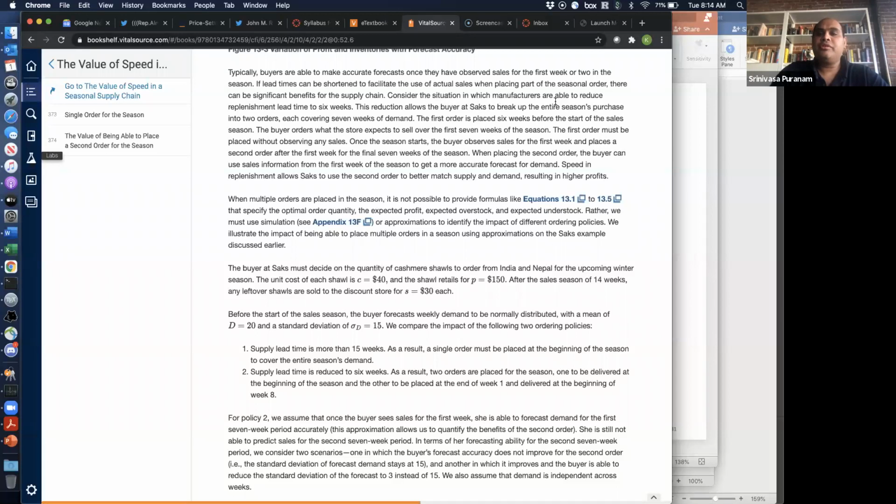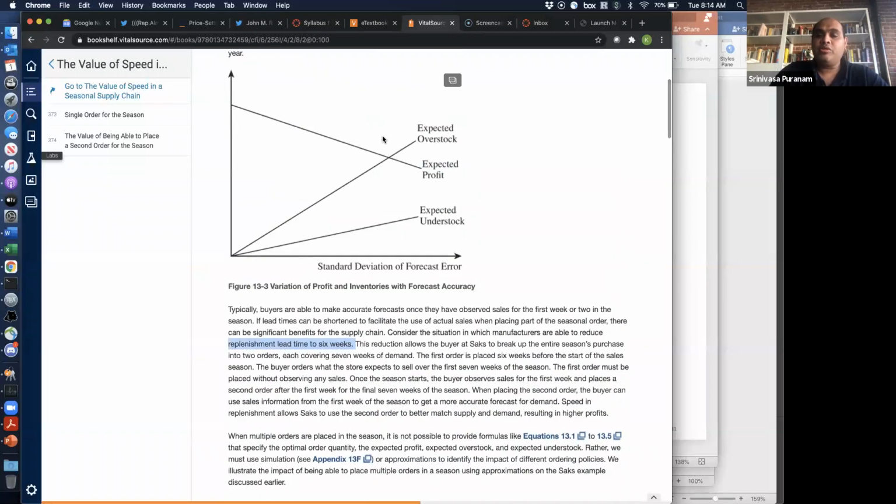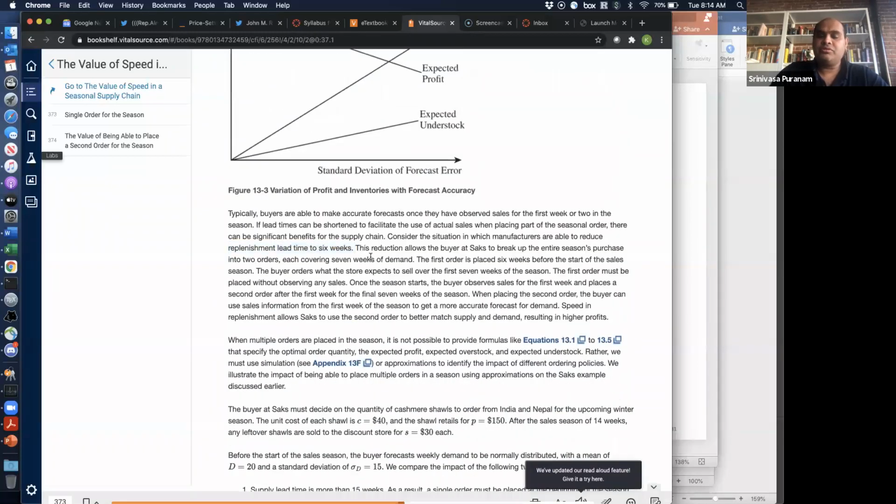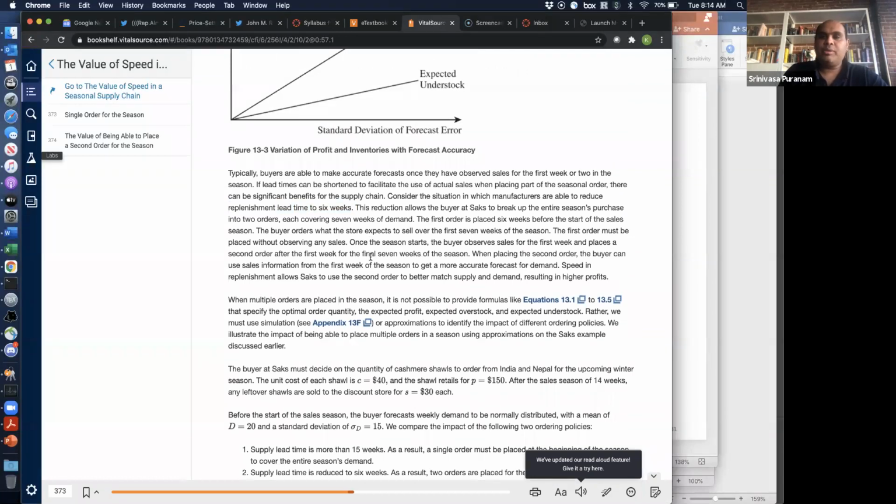So consider situations where manufacturers are able to reduce replenishment lead time to 6 weeks. Now, instead of replenishment lead time being 25 weeks, replenishment lead time is 6 weeks, which means that once Saks Fifth Avenue places an order, it will take 6 weeks for the order to arrive, right? So everything can be done within 6 weeks.